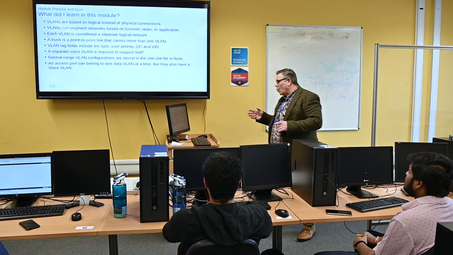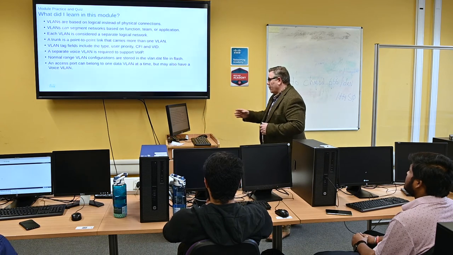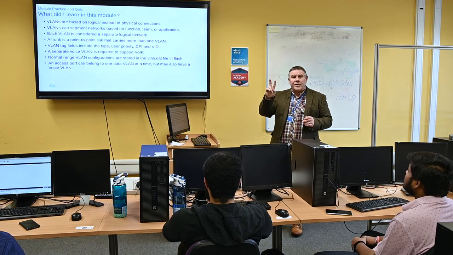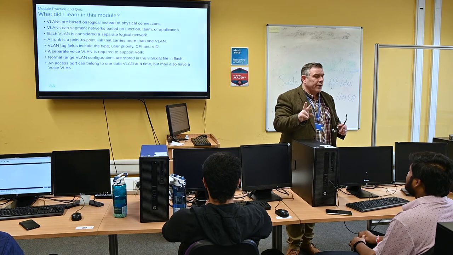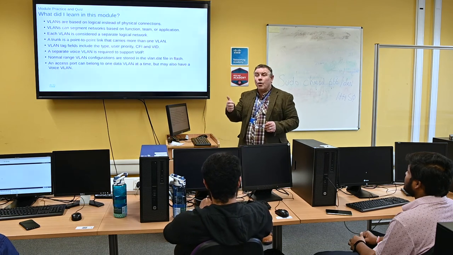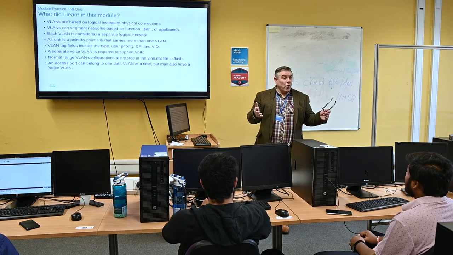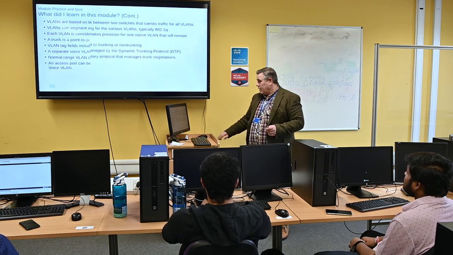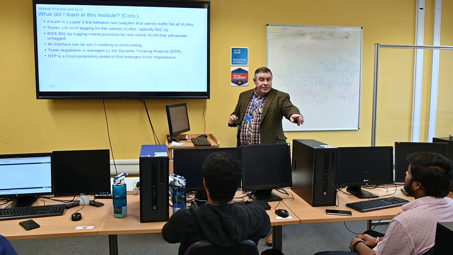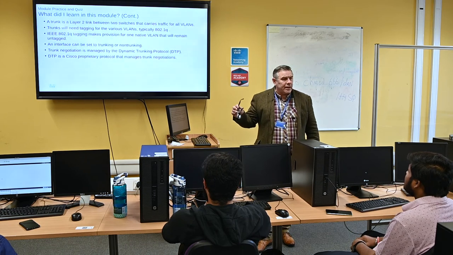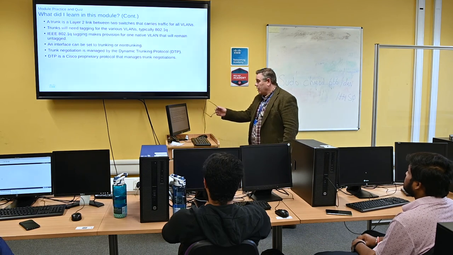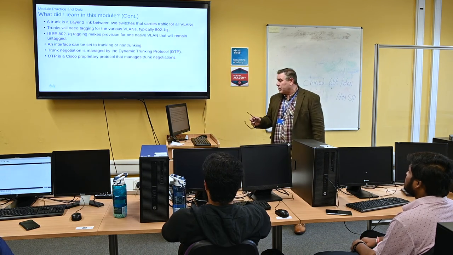An access port can belong to one data VLAN at a time, but may also have a voice VLAN. Daniel, you asked me that question. Guys, what are the two modes that a port's going to be in? Access or trunk. Good. A trunk is a layer 2 link between two switches that carries traffic for all VLANs, which is what we were just saying. Again, we're going to go into the configuration of that a little bit later, this afternoon. Trunks need tagging for the various VLANs. Typically 802.1Q is what we talked about.